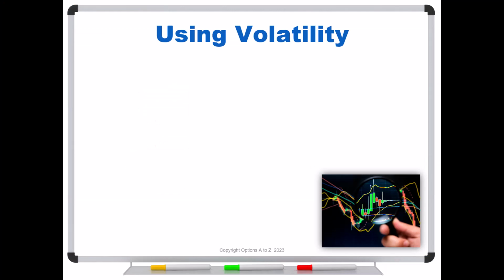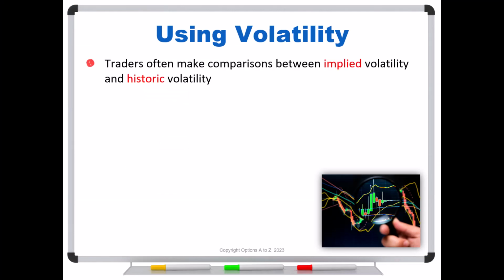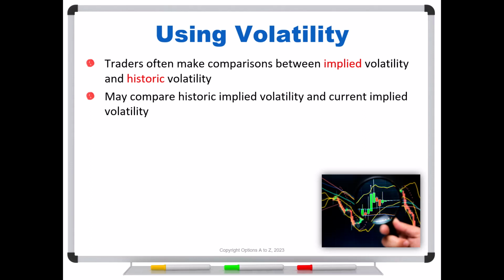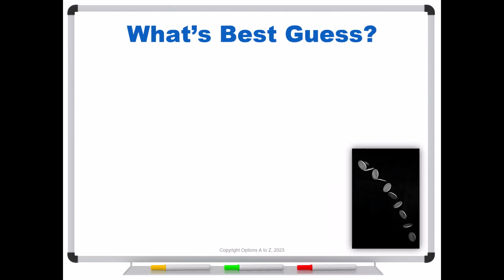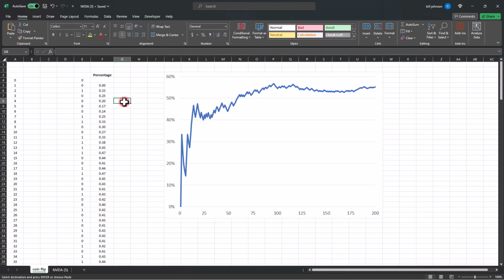So the thing to take from this so far is that traders often make comparisons between implied volatility and historic volatility. Now they might also compare historic implied volatility to the current implied volatility. But the thing that I want you to understand about these comparisons is to think about it like a coin flip. What's your best guess on the percentage of heads, let's say? So here's an Excel demonstration doing just that. We've flipped a coin 200 times, and we're just recording the percentage of heads over time. So take a look at this.